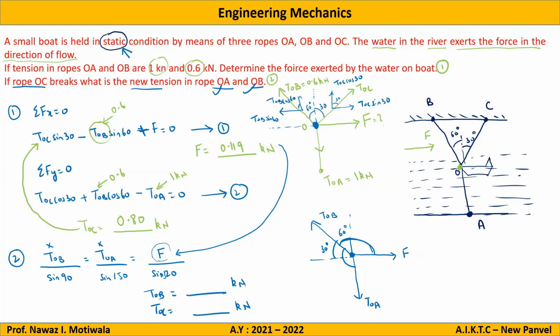TOB equals to 0.137 kilo. Okay, OB is 0.137 and what about OA? OA होगा. 0.068. So this completes the problem of again 6 marks.